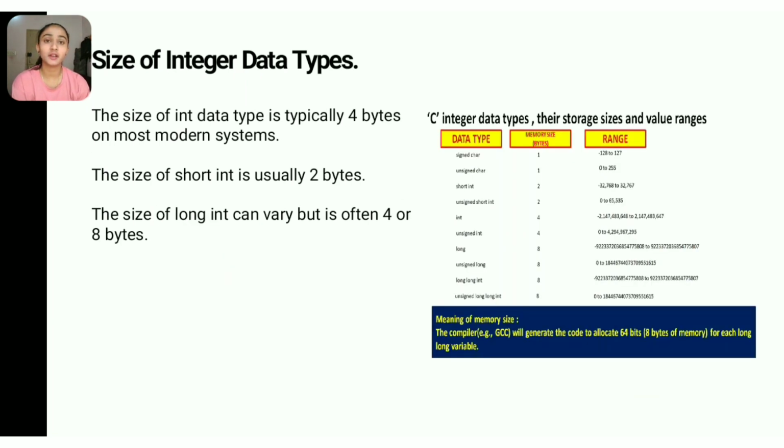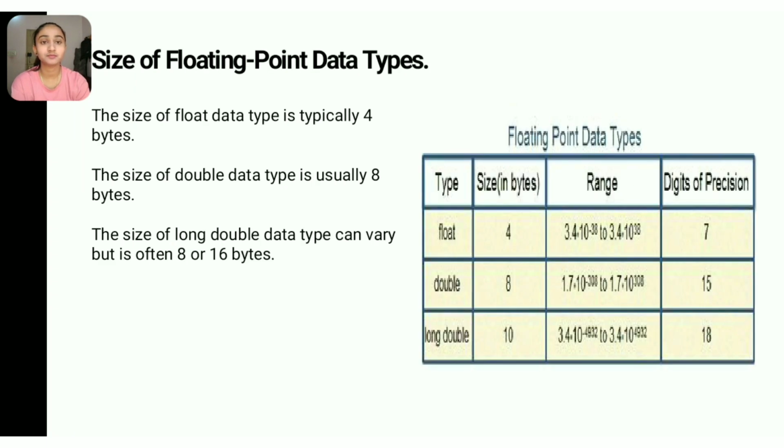Size of integer data types. The size of int data type is typically 4 bytes on most modern systems. The size of short int is usually 2 bytes. The size of long int can vary but is often 4 or 8 bytes.